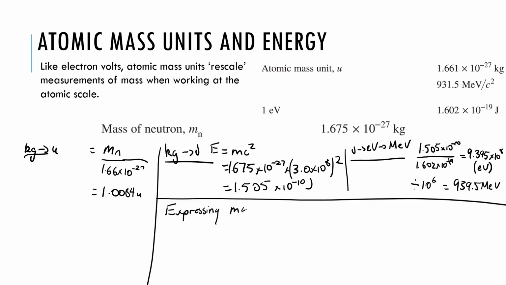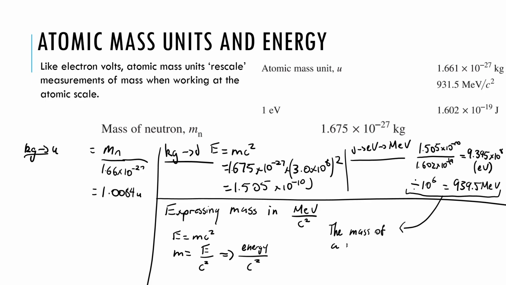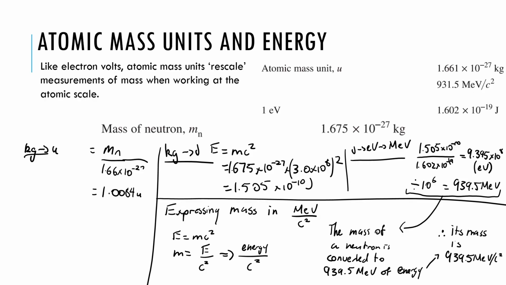I'd like to take the time now just to quickly explain how and why that's actually achievable and why that can be quite useful. If we were to rearrange Einstein's mass to energy equivalent for m, we get the equation that m is equal to E on c squared, which means that if we have energy divided by c squared, it yields us a mass. So in the case of the neutron, because of its mass, it can be converted into 939 mega electron volts of energy, and therefore its mass can be expressed as 939.5 mega electron volts per c squared.